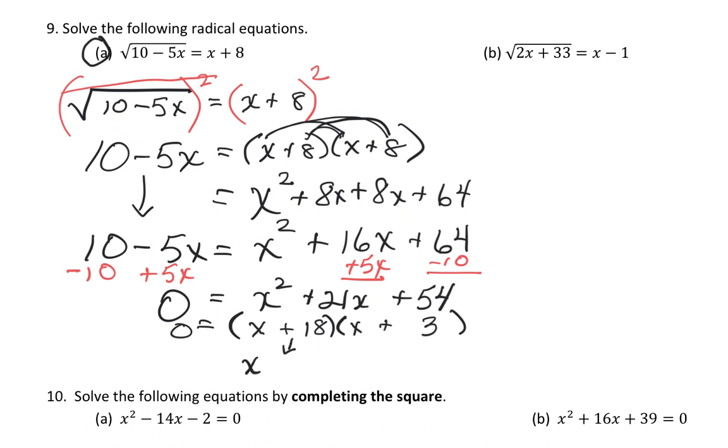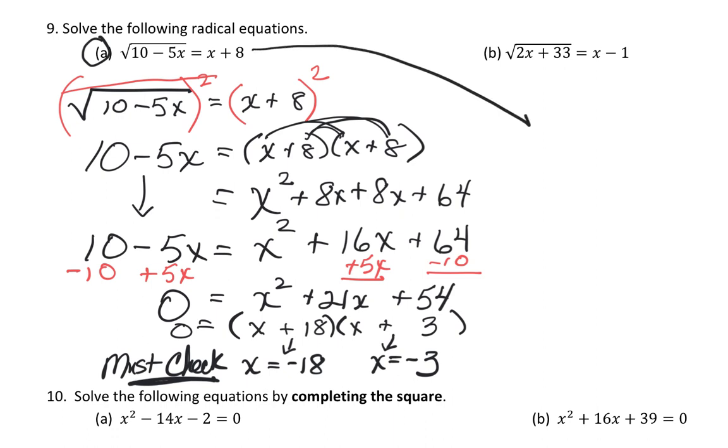Remember, this one would be x equals negative 18, x equals negative 3. Okay, remember we've talked about this before, that whenever we do this process, there's the chance that we could get a false positive. So we must check. And you do that by taking the number, like negative 18, and plugging it into the original problem. Let's do negative 18 first.